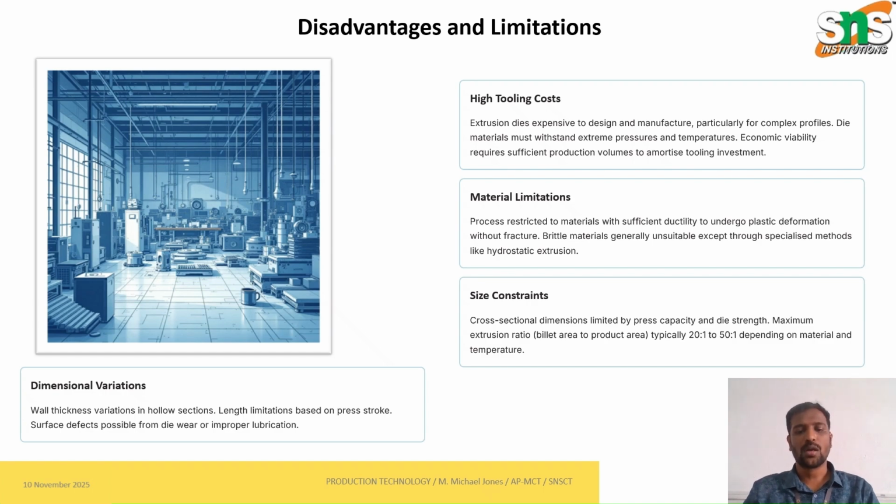Disadvantages are high tooling cost, as we have to prepare a die. Material limitation: certain materials have reduced ability to flow. Size constraint: only very small dimensions can be used, and larger dimensions will not have that accuracy. Dimensional variations: in some cases we'll have little tolerance limits.